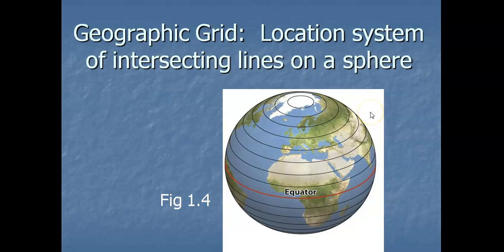Lecture number 2, the geographic grid. It's a location system of intersecting lines, lines of latitude and longitude, you may be familiar with, specifically developed to locate precisely any place on Earth, which is a sphere. And so I'm going to begin with lines of latitude, and they have another name.